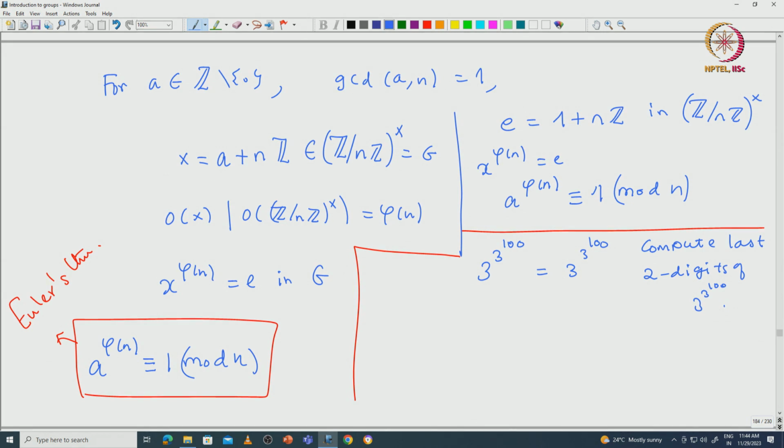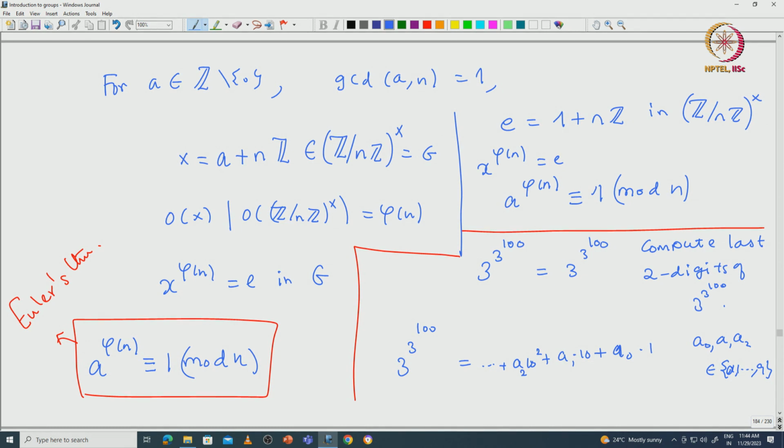How do we compute the last two digits? First of all, you write it in decimal expansion. Whichever way you write it, it is a naught times 1, plus a1 times 10, plus a2 times 10 square, and so on. These a naught, a1, a2 all come from 0 to 9. That is how you get the decimal expansion.